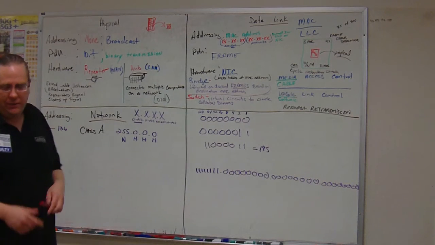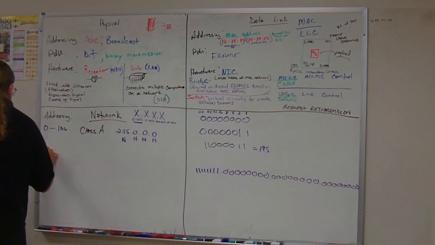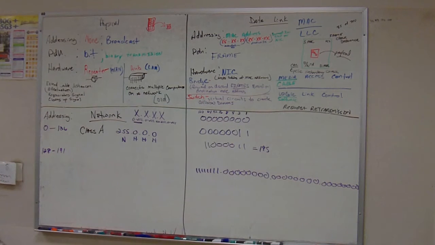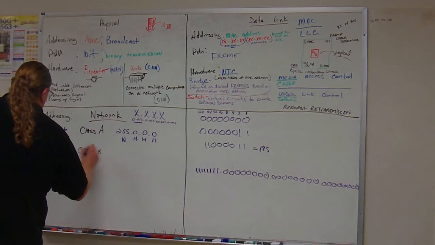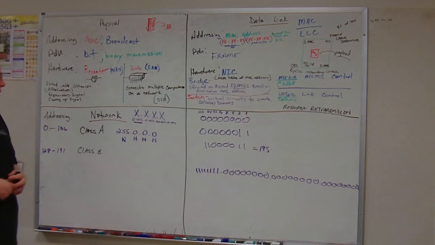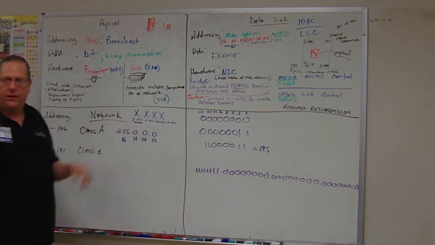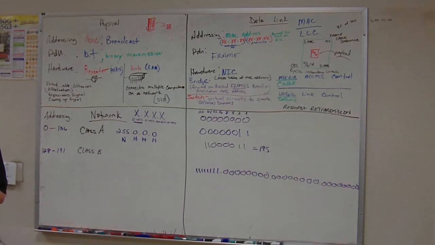Now, Class B starts at 128 and goes to 191. You'll notice that I skipped over a number. That number, 127, has a special job, and we'll talk about that in a few minutes. So Class B goes from 128 to 191. What that means is if this first number is 128 to 191, it might be a Class B network.